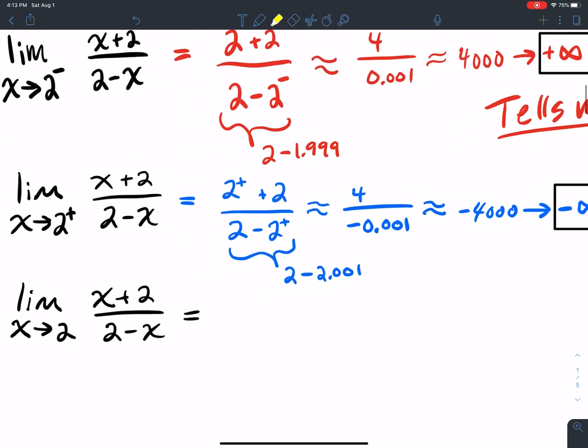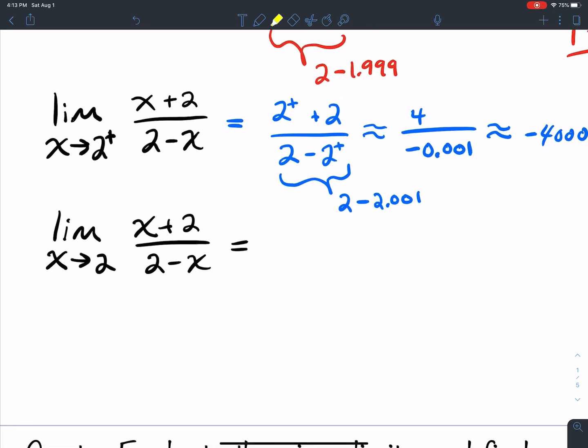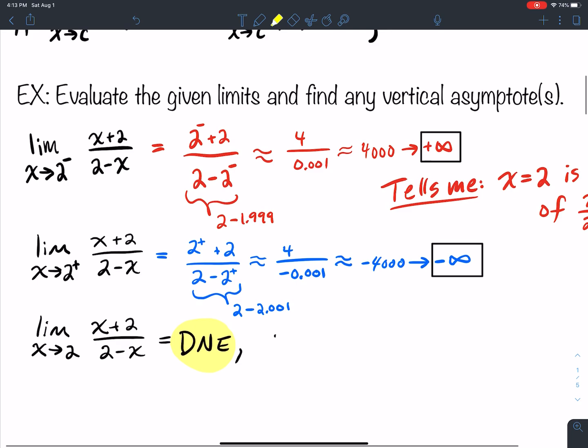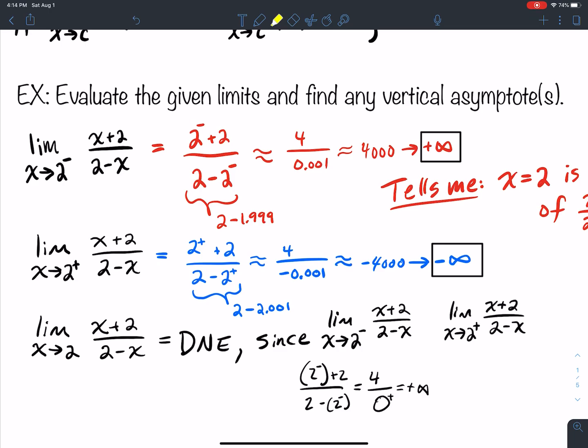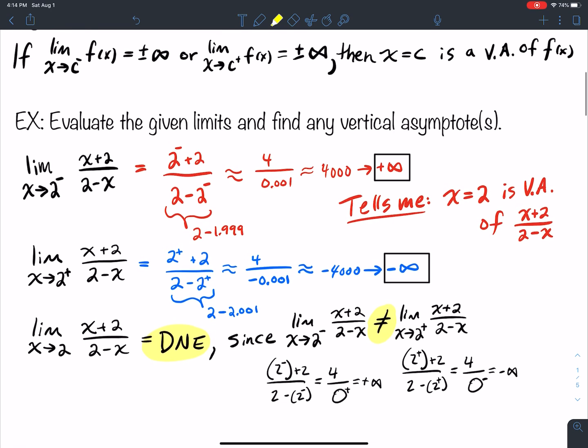Now, this one right here, this limit, if I take this limit, what do I know? Well, the only difference here is it's the limit as x goes to 2, okay? So not only do I have to consider the left, I also have to consider the right. Why does it not exist? Okay, why does this limit not exist? Well, because the left-hand limit equals positive infinity, the right-hand limit equals negative infinity. Therefore, these limits do not work out for us, okay? So since they are not equal, what does that tell me? That tells me that the limit does not exist, okay?